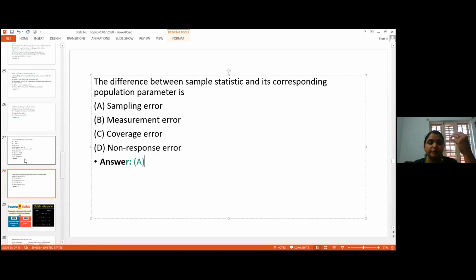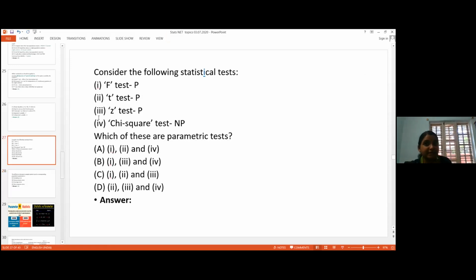And coming back to the previous question, when I said parameters, I hope now you remember that F-test is a test that is used for means. T-test is also used for means. Z-test is also used for means and proportion. So they are all parameters. That is the reason why they are called parametric tests.